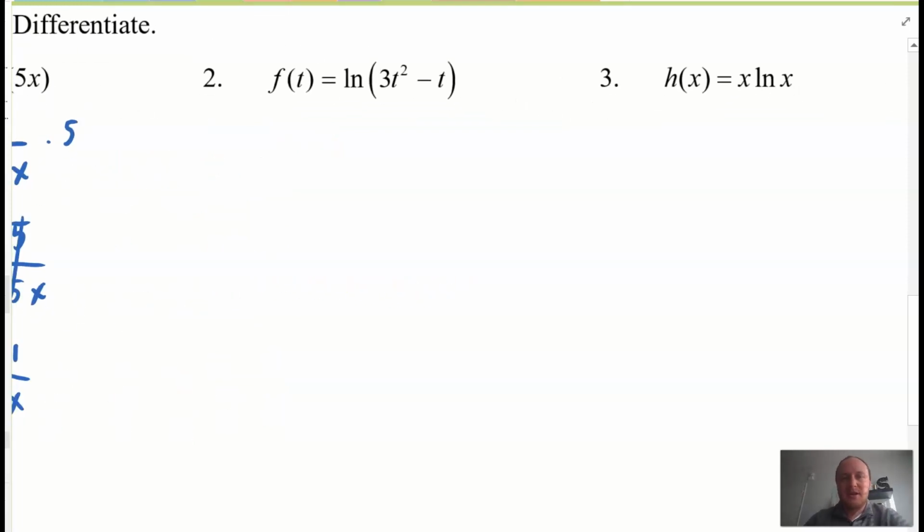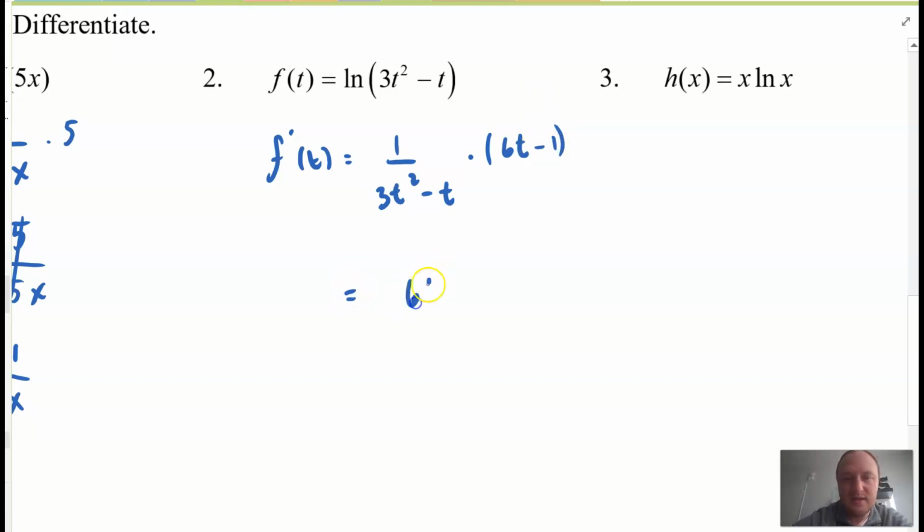Okay, let's look at number 2. f of t is equal to the natural log of 3t squared minus t. Okay, so I want f prime of t. So I'm taking the derivative of natural log, so it's 1 over the input, 3t squared minus t. Well, again, I have to take the derivative of the inside. So the derivative of that inside is, power rule, 6t minus 1. Okay, and again, if you want to simplify, 6t minus 1 over 3t squared minus t.